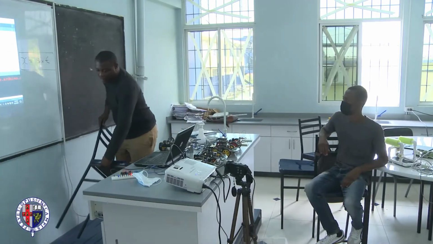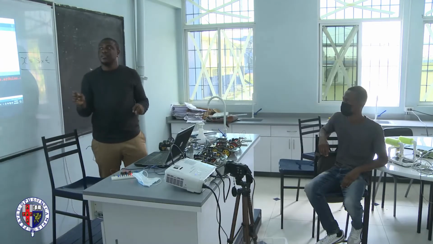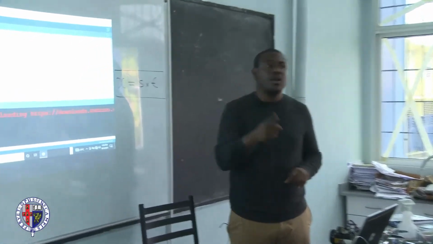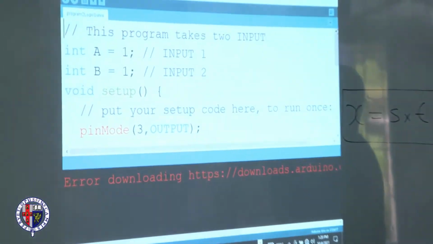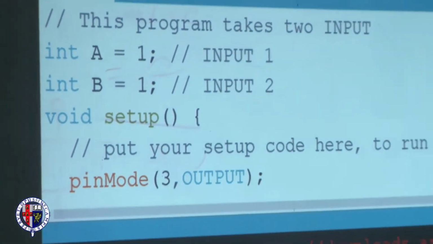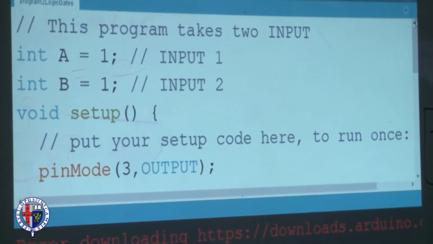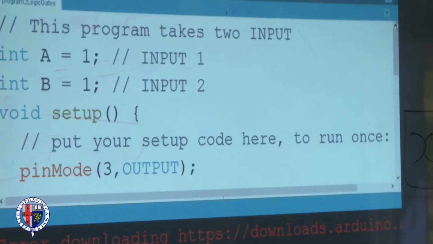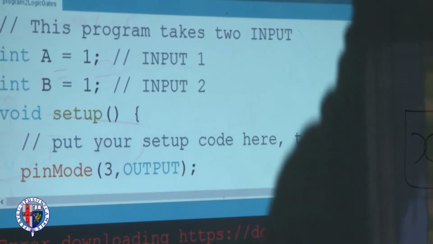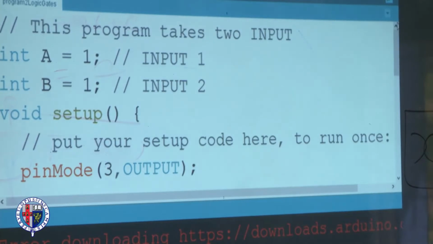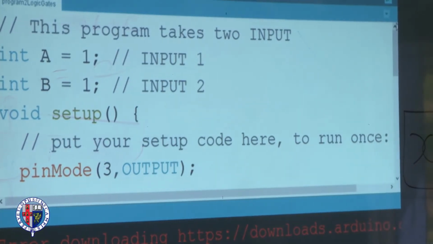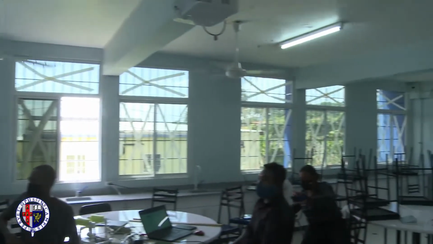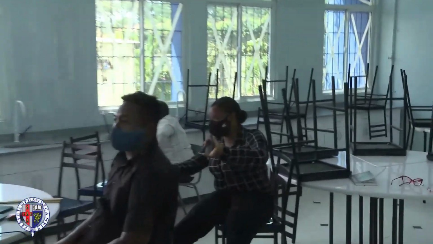Now, in computer science and electronics, 1 represents 5 volts and 0 represents 0 volts. Every time you see a 1, it means that there's a voltage. Every time you see a 0, it means that there's no voltage.